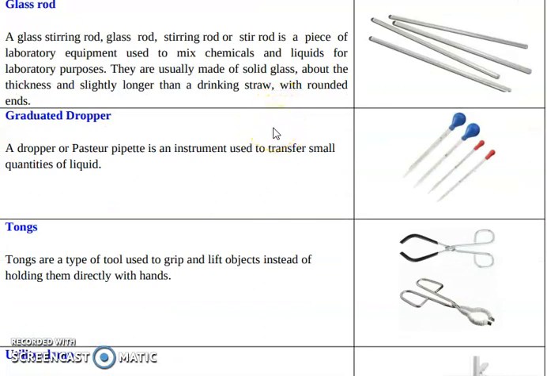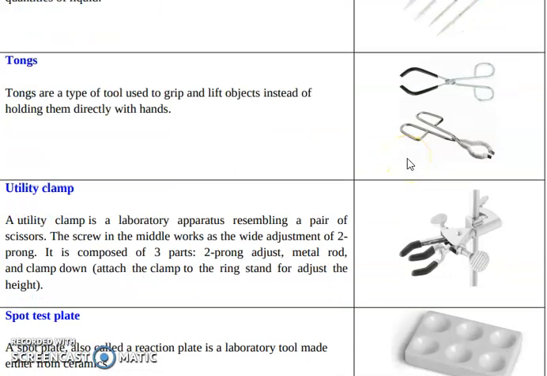Graduated dropper. A dropper, or partial pipette, is an instrument used to transfer small quantities of liquid. Prongs. Prongs are a type of tool used to grip and lift objects instead of holding them directly with hands.